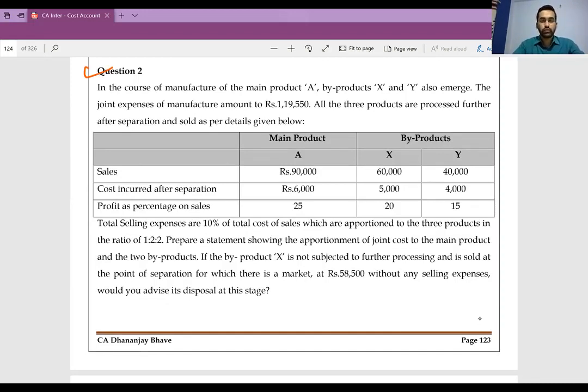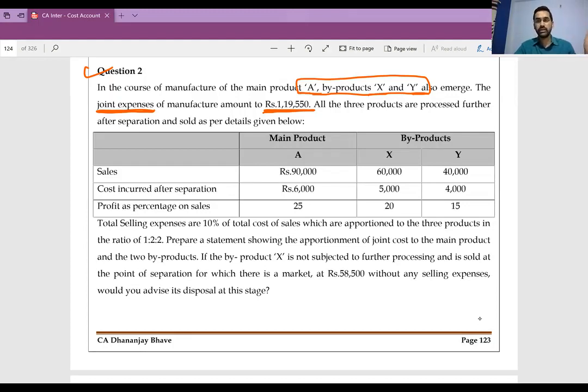In the course of manufacture of the main product A, byproduct X and Y also emerge. The joint expenses of manufacture amounted to 119,550. What is this? Joint cost of how many items? 3 items. There is A, there is X, and there is Y. All the 3 products are processed further after separation.